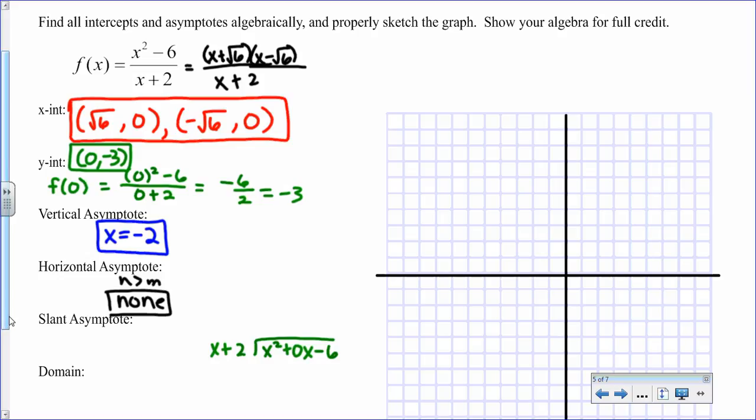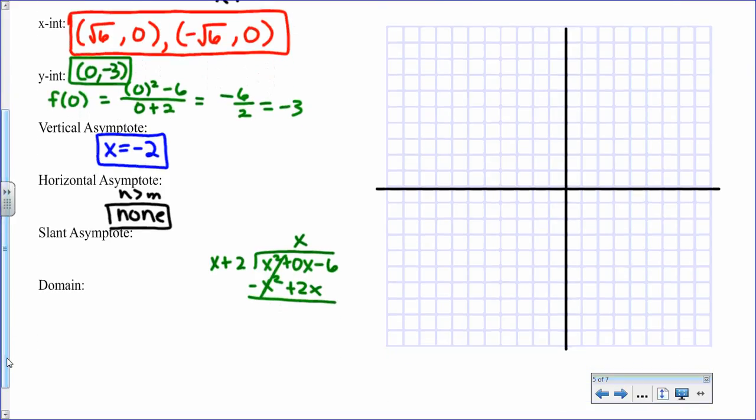So what do you need to multiply x by to get x squared? X. And then distribute, so x squared plus 2x. And then subtract down. So 0x minus 2x is negative 2x. Bring down your minus 6. What do you need to multiply x by to get negative 2x? Negative 2.